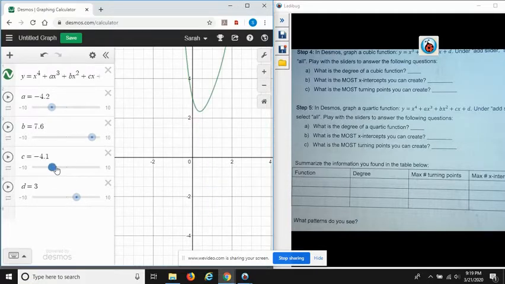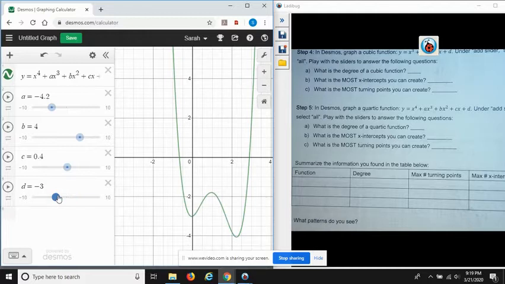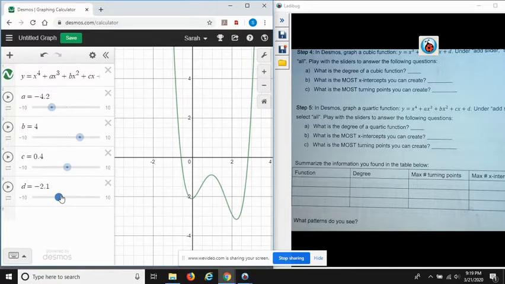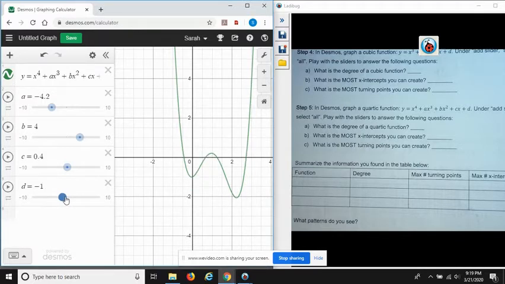That was kind of cool. So notice this kind of looks like a parabola, but it's got this weird dip in right here. So see how you can make this change. How could you slide this around so that you had as many x-intercepts as possible? I really wanted to get it. There we go. And how many turning points can you create?